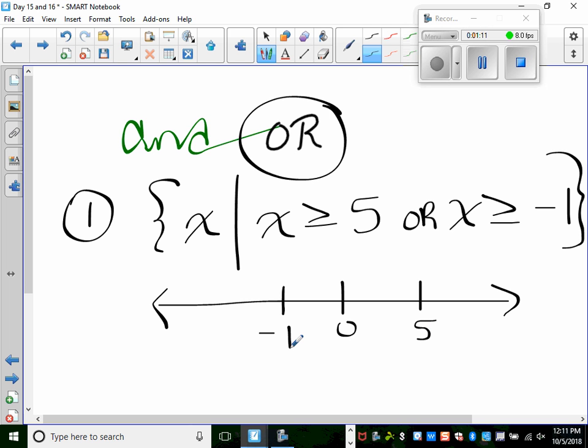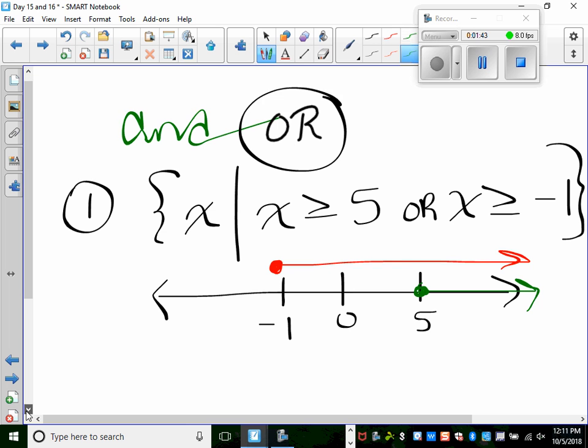If I were to graph both, what's going to happen is I will put a closed dot on -1. I would shade that to the right, and then I will put a closed dot on 5. And that's also going to the right. But I want to know what the graph will look like when I combine these two answers together. And what will my final answer look like?